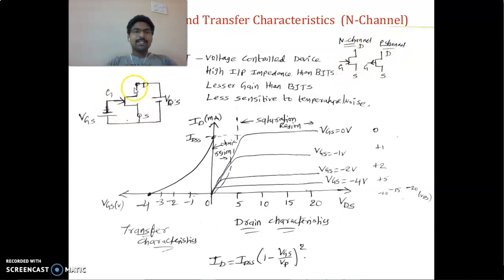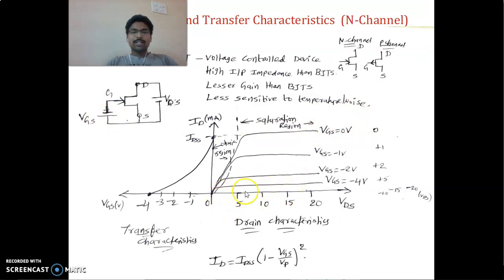While connecting the FET in a circuit for an amplifier or any application, the gate terminal should be connected in reverse bias. Here the drain characteristics are plotted between the ID current and VDS, that is the output side VDS voltage and ID current. What happens to the ID drain current when VDS is increasing, by keeping VGS constant? Let us put VGS equal to 0 volts and increase the VDS voltage.